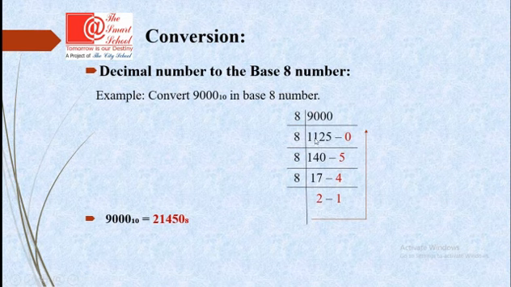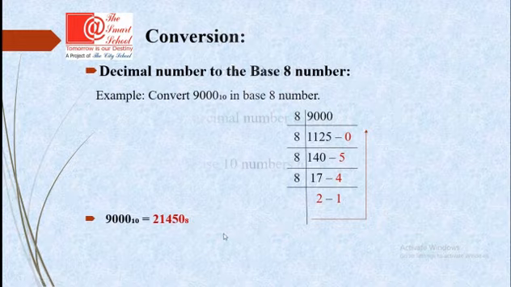Then we will divide it by 8, so it will be 140 and remainder is 5. When we divide 140 by 8, the answer is 17 and the remainder is 4. And when we divide 17 by 8, it is equals to 2 and remainder is 1. So all of these will make the base 8 number system. So 9000 of base 10 system is equals to 21450 in base 8 system.